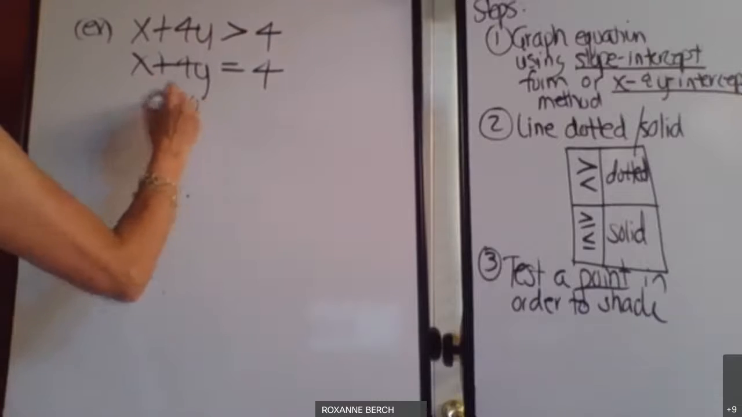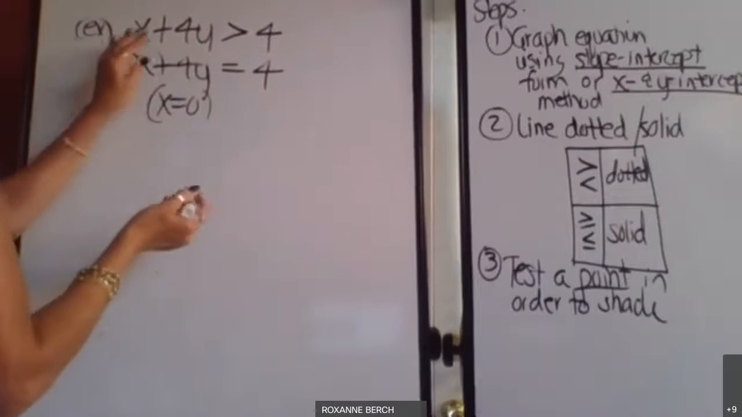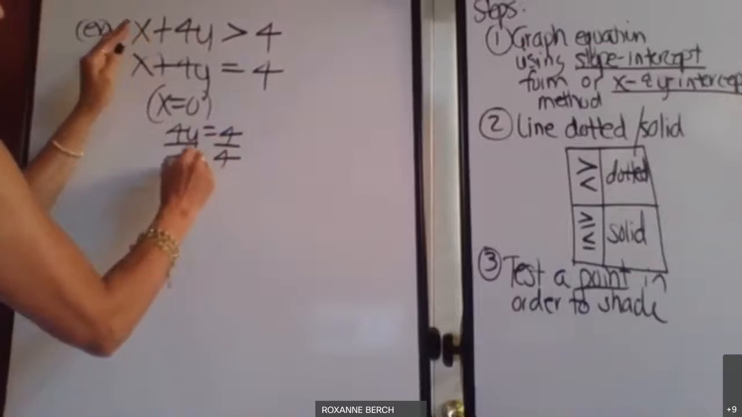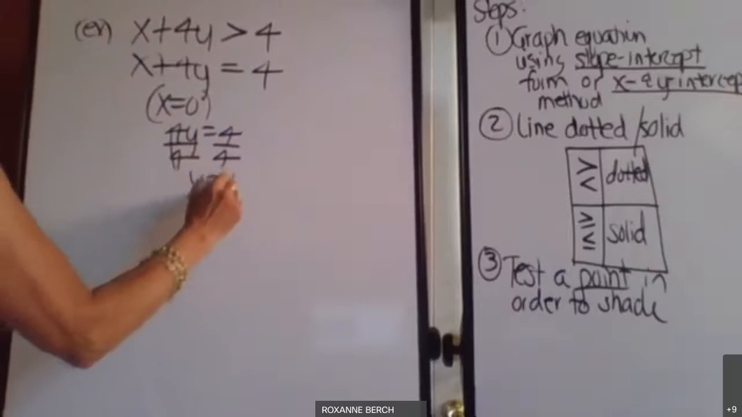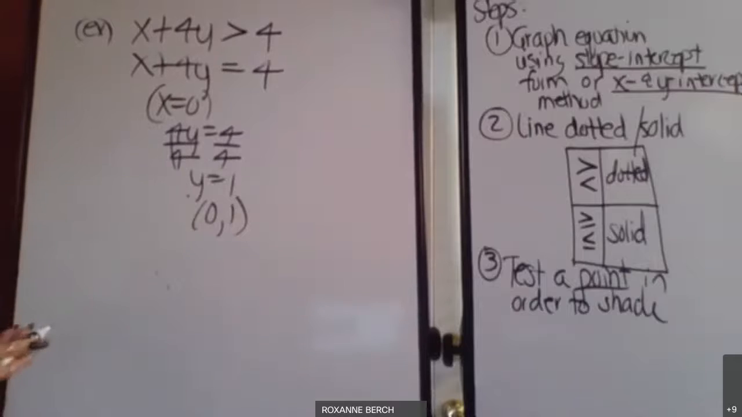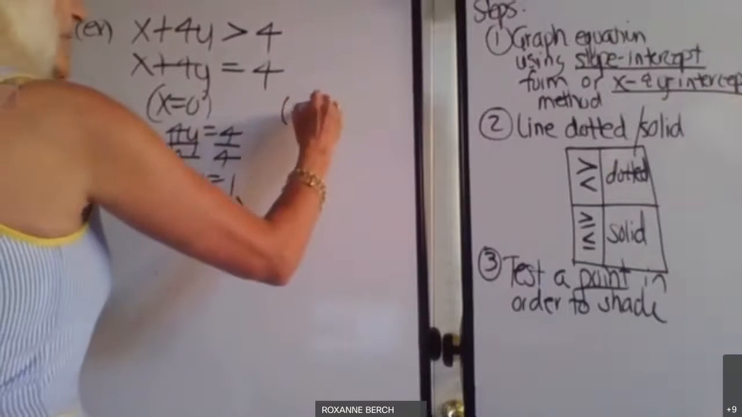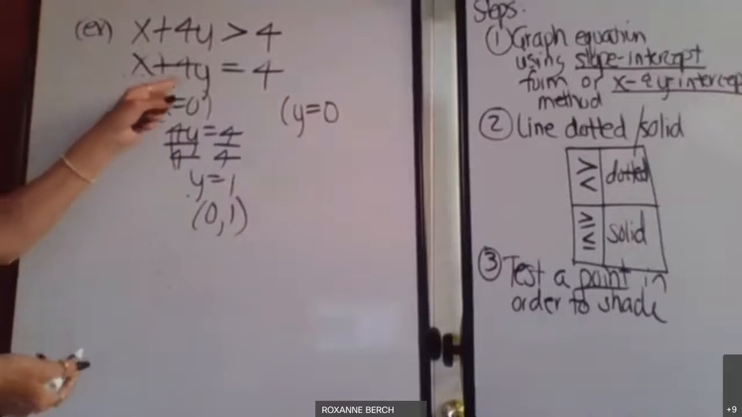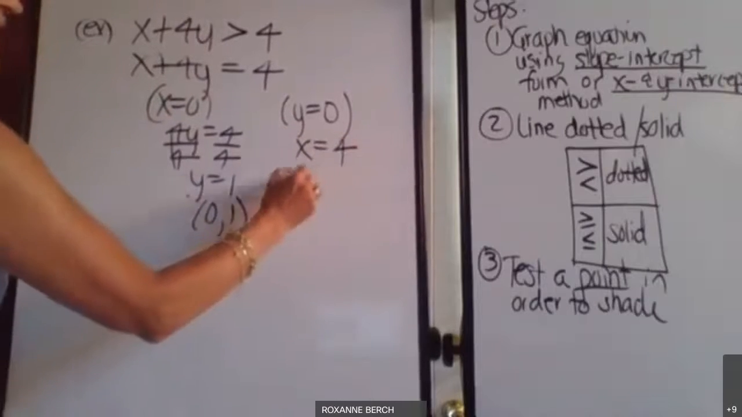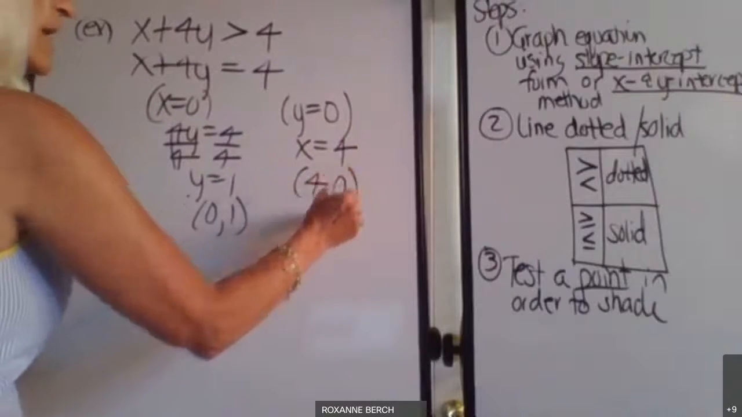So when you set x equal to 0, it ends up being 4y equals 4. So when you divide by 4, you get y is equal to 1. So you just found the y-intercept, 0 up 1. Now you set y equal to 0. Well, 4 times 0 is 0. So you get x is equal to 4. And now you just found the x-intercept, right 4, 0.